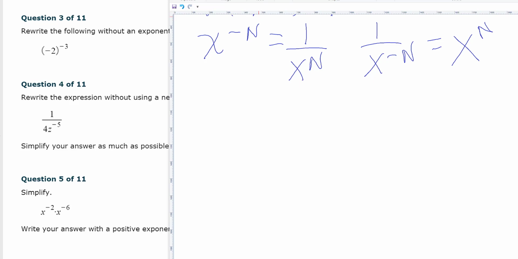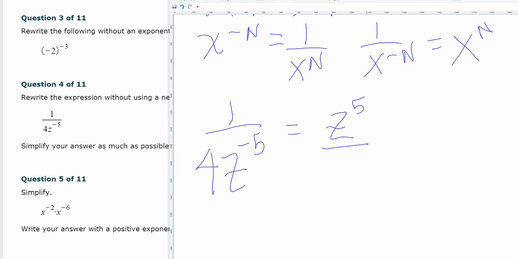Number 4. 1 over 4z to the negative 5. Now here's where you have to be really careful. That 4 is not in parentheses, indicating that the exponent applies to it. The exponent only applies to the z. So we have z to the 5th divided by 4. Since the z to the negative 5 is in the denominator, we move that base, z, to the numerator and make its exponent positive. So our final answer is z to the 5th over 4.